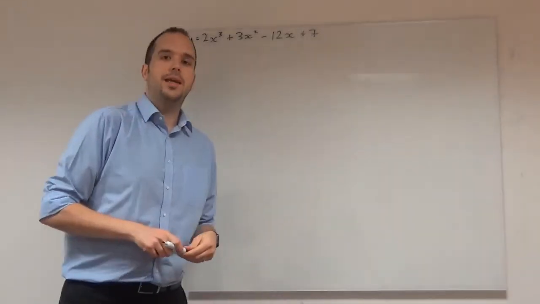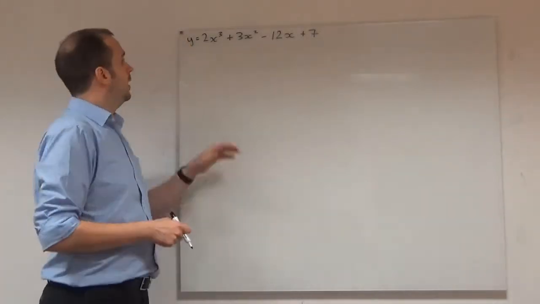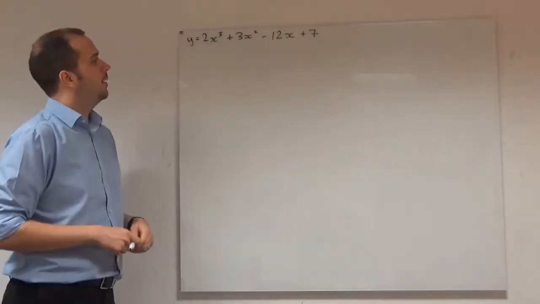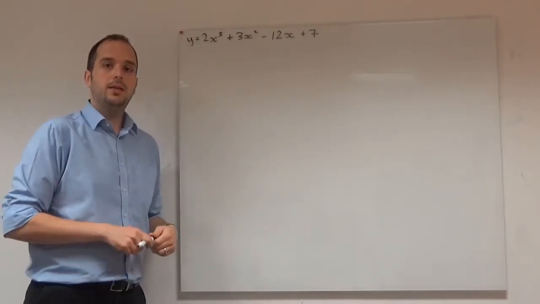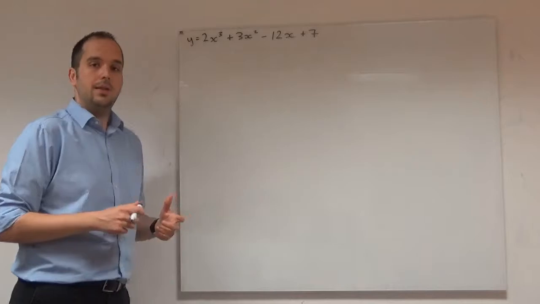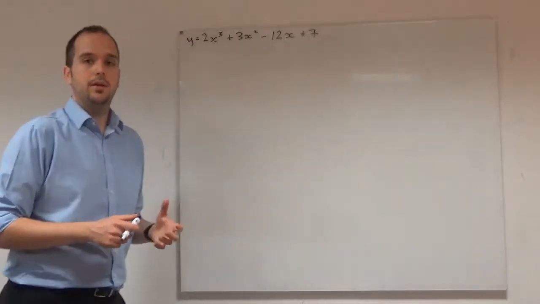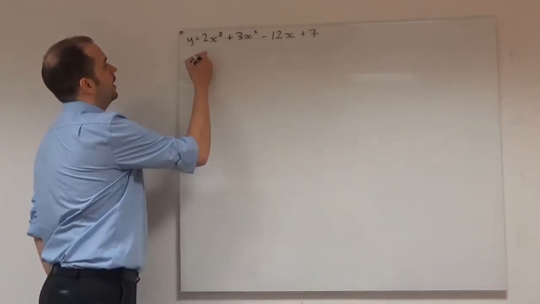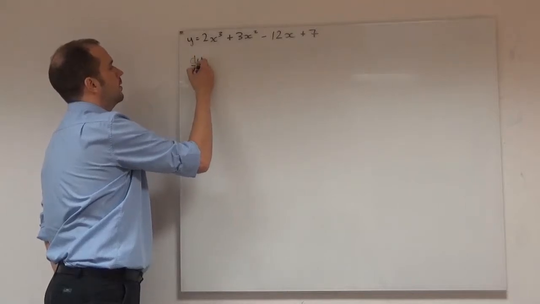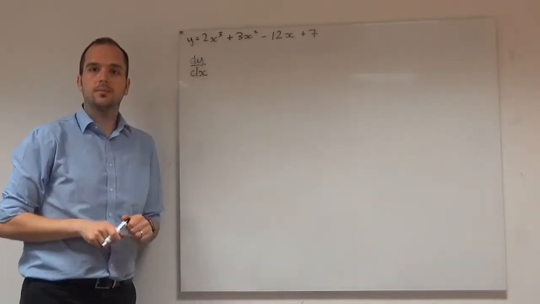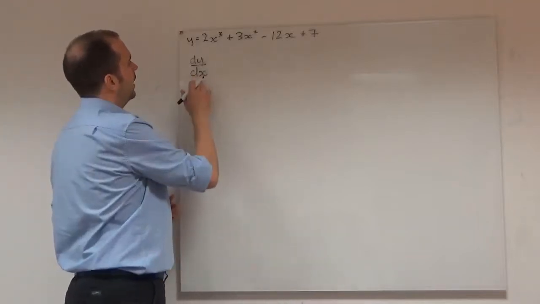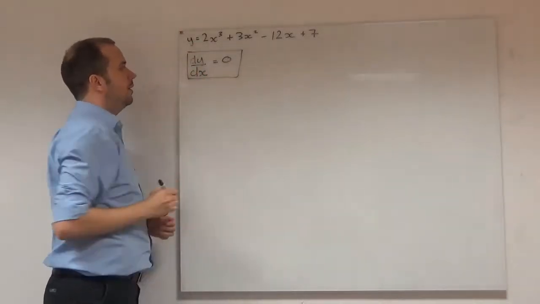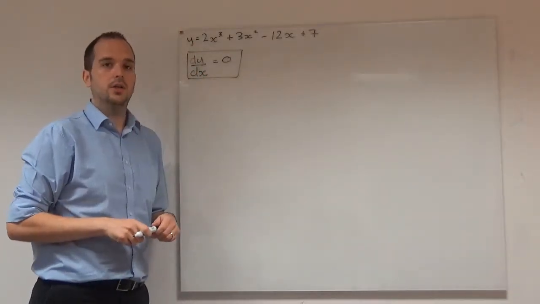In this video we're going to be investigating how we calculate stationary points. Now we've been given a function here. We have y is equal to 2x cubed plus 3x squared minus 12x plus 7, and we're going to find the stationary points of this function. Stationary points occur when the gradient is equal to 0. And when we're dealing with a curve like we have here, the gradient is given by dy by dx. So to find the stationary points, we have to calculate dy by dx and set it equal to 0. This is how we find stationary points of a function.